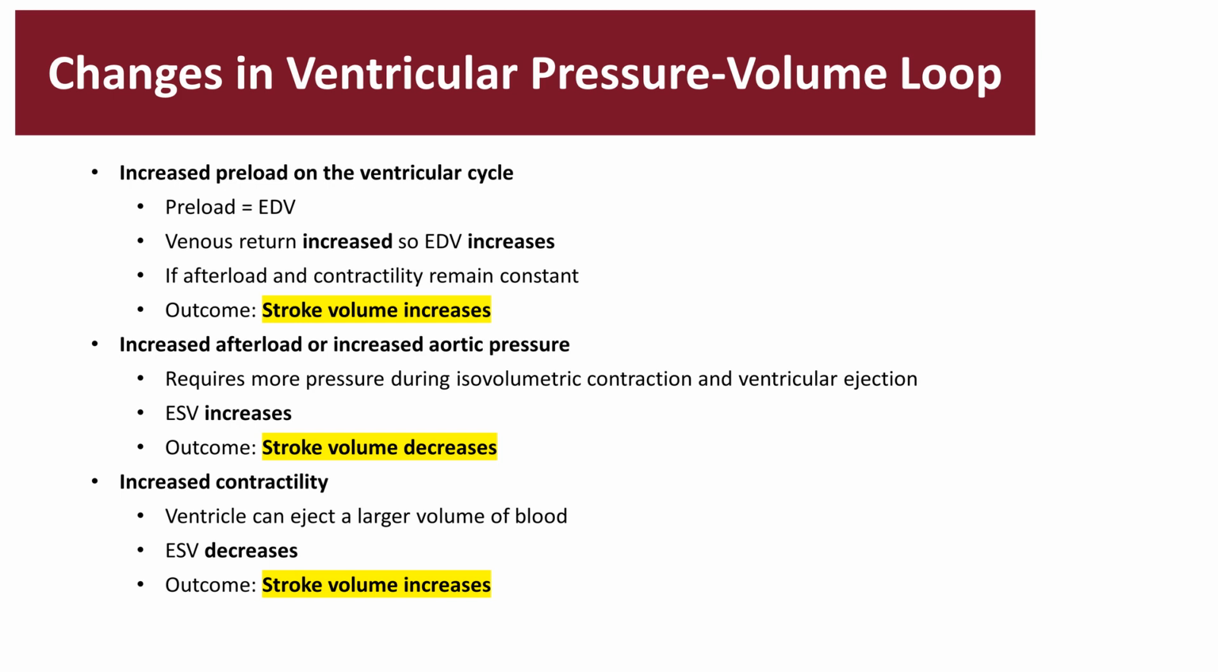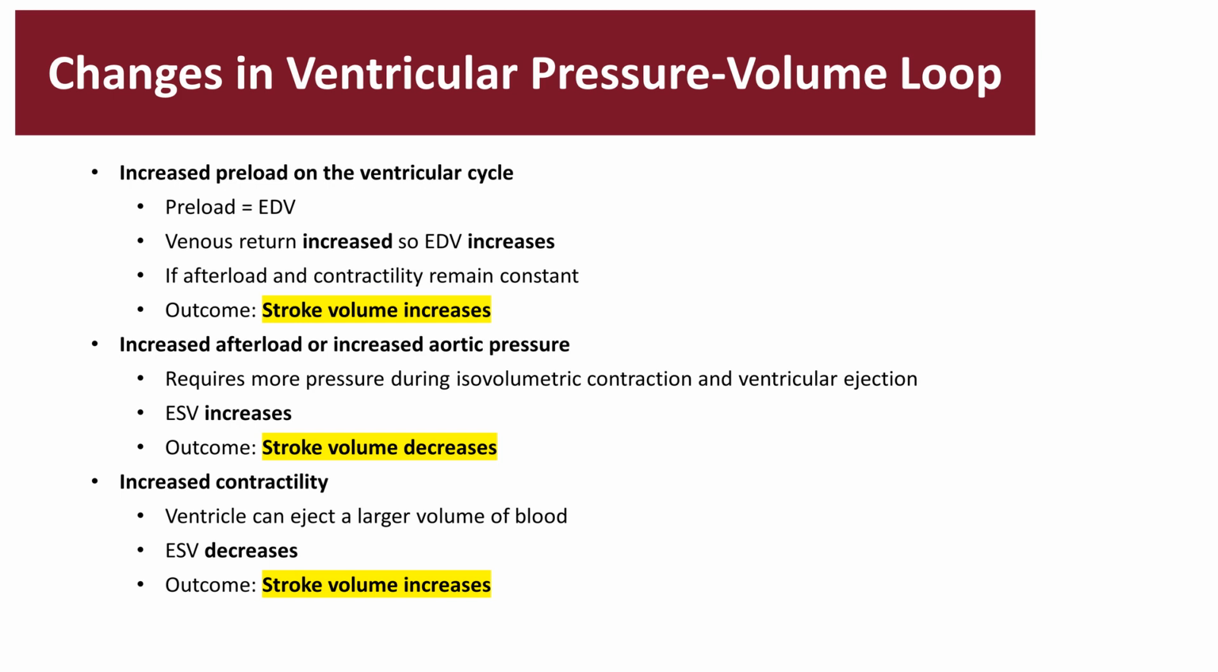When you increase the afterload, or increasing the aortic pressure, what does that mean? That means you have to have a much higher pressure during the isovolumetric contraction to move the blood out. As a result, the ESV will increase. The amount of blood left over after the contraction will be increased. So increasing afterload is going to decrease your stroke volume.